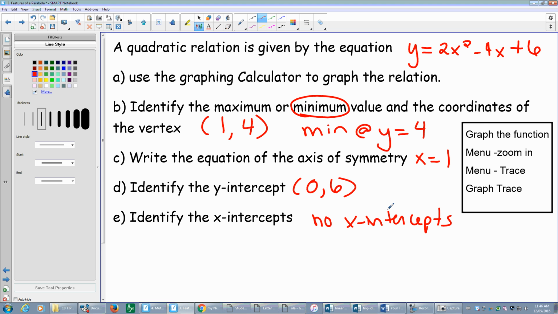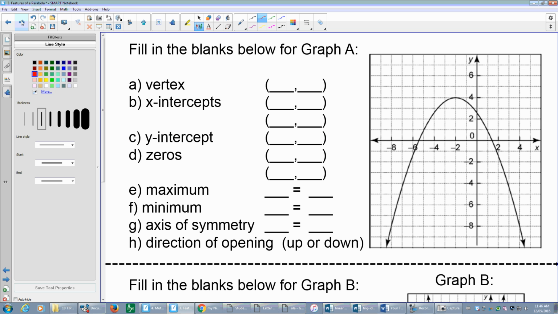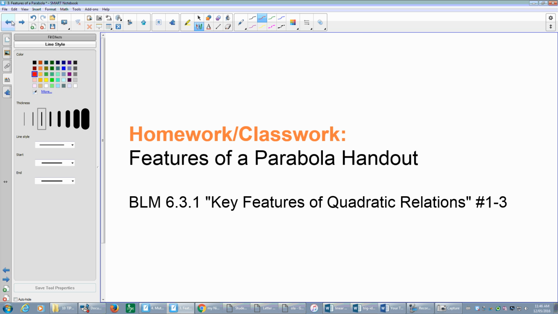Does anyone have any questions right now? Okay, so for your homework, I'm going to give you some worksheets that you will need to complete as well as some textbook work where you will use your graphing calculator.